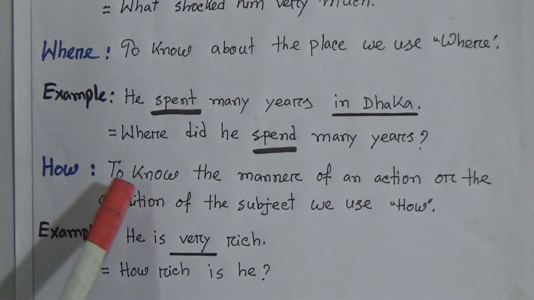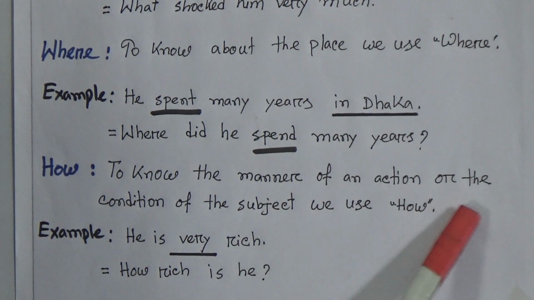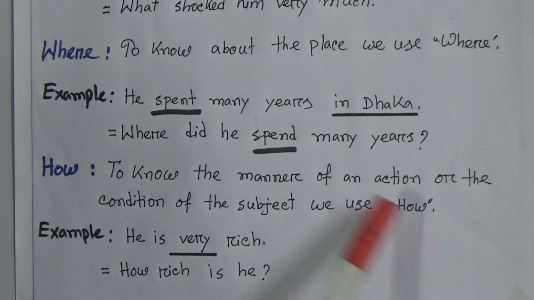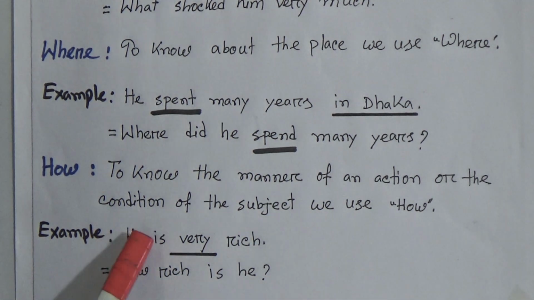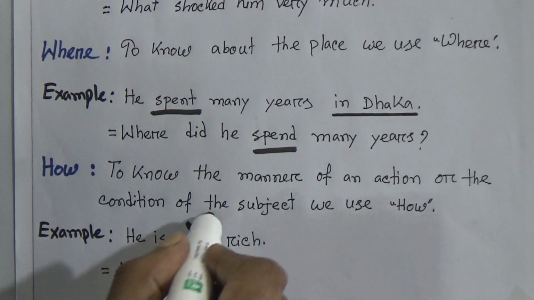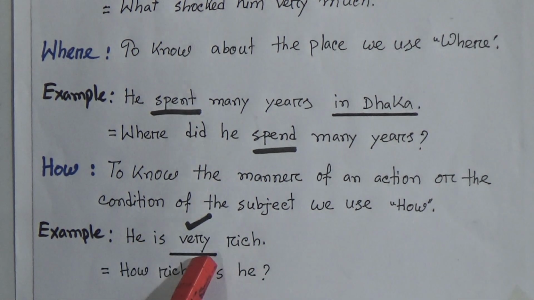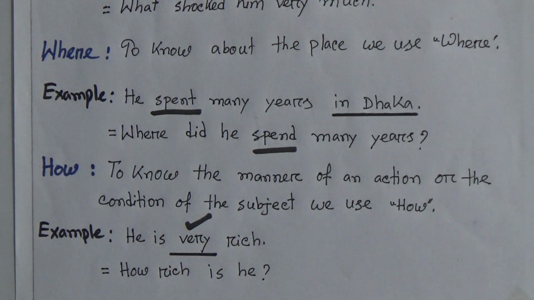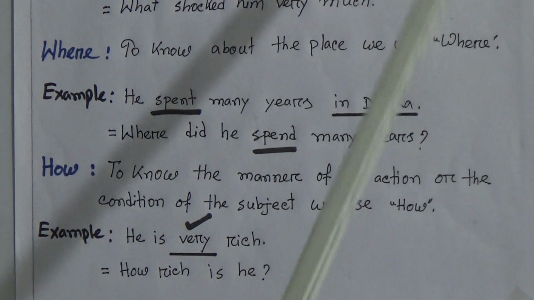The next one is how. To know the manner of an action or the condition of the subject, we use how. For example, he is very rich. So here look at the underlined portion, where the manner or the condition of his richness is described with this word. And you will want to know about this adverb with the WH words. So we will use how. How rich is he?